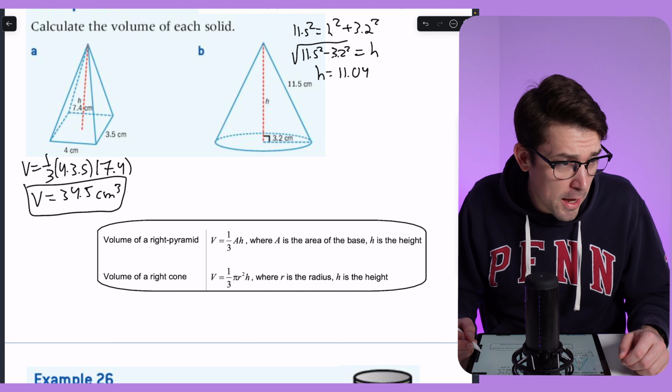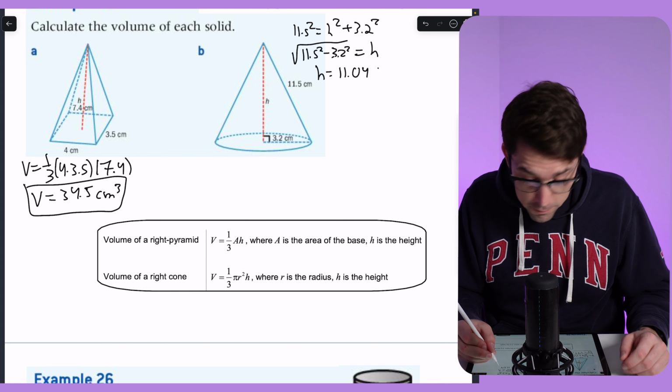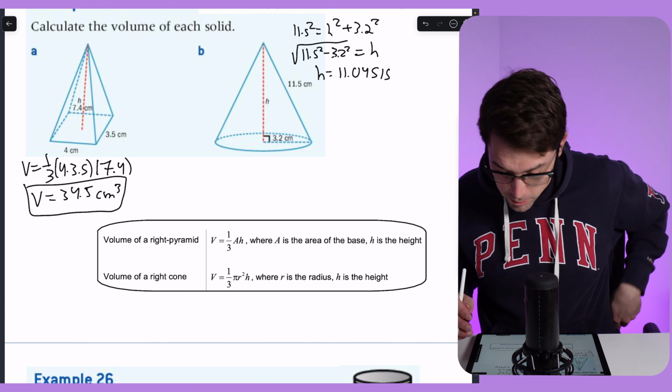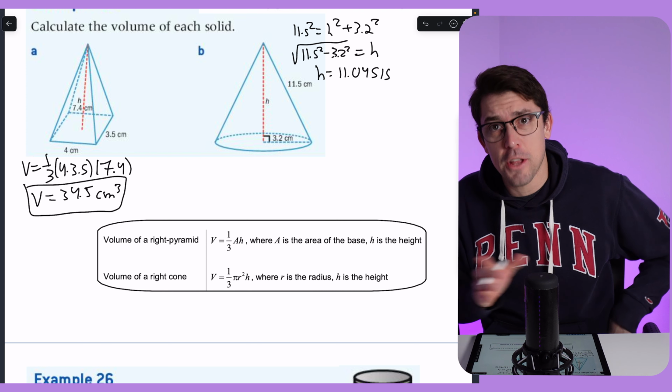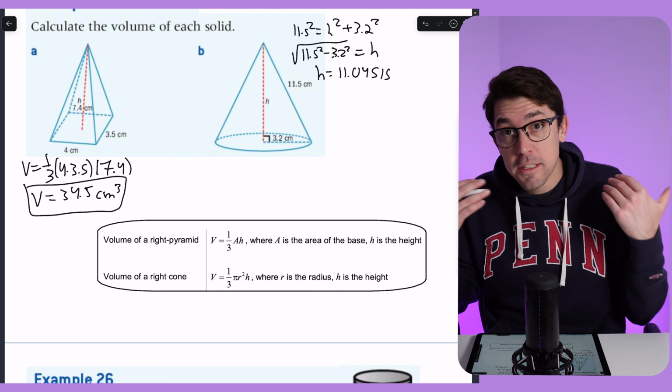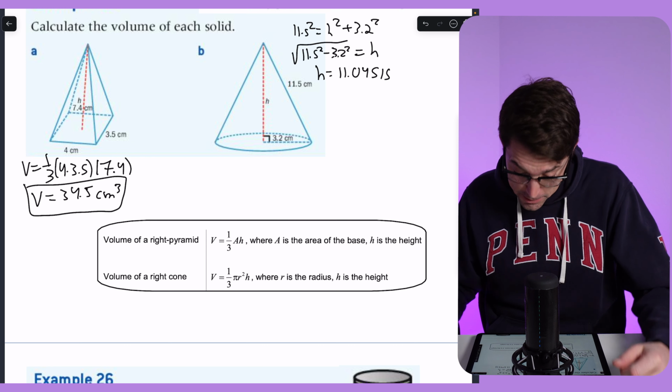Let me check my calculator again. 11.04515, and that's going to be quite long. Remember, when you're doing these calculations, you want to use the actual answer, not the rounded answer, in your calculations. Save the rounding and the significant figures until the end.